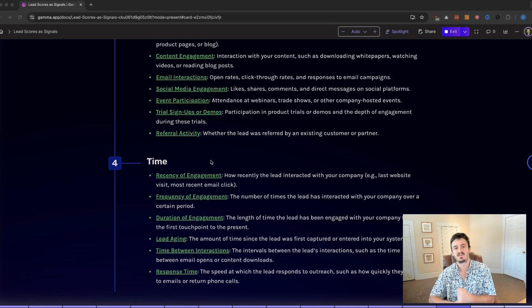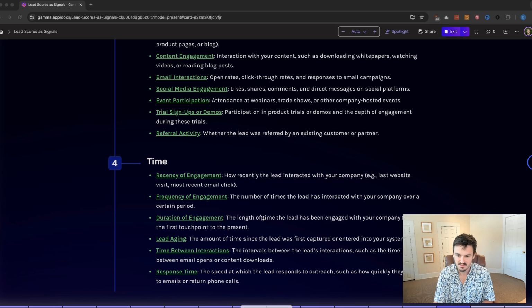And so each of these are associated with actions they've taken or actions that your automations have taken. And so they're pretty self-explanatory. Recency of engagement, this is how recently the lead interacted with your company. It can be a last website visit, most recent email click. Frequency of engagement, this could be over a certain period of time. It can be all time as well if you want, but frequency of engagement could be like last 30 days, right? Because if you are engaging on average once every 2 days, something like that, then you are clearly more interested and more engaged with the brand, likelier to convert.